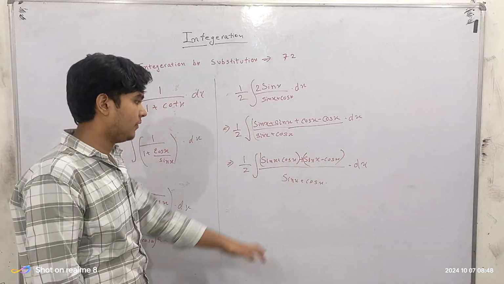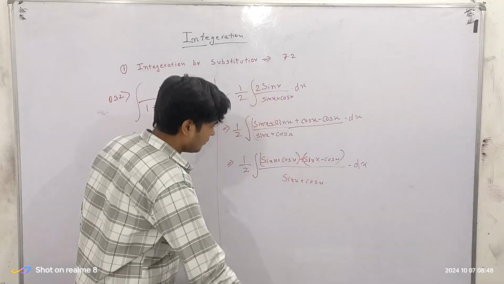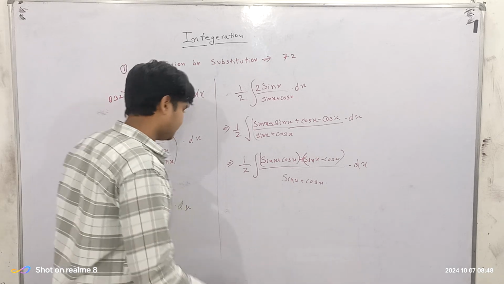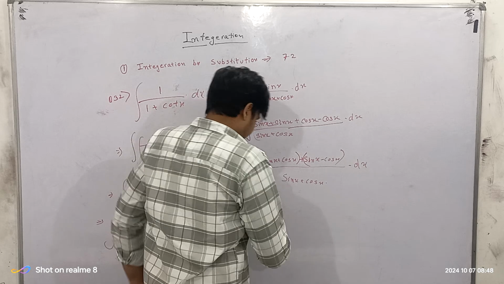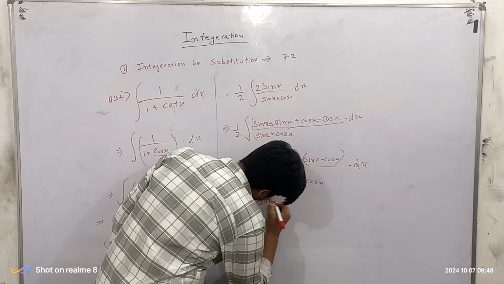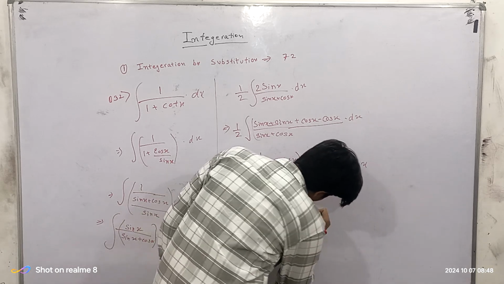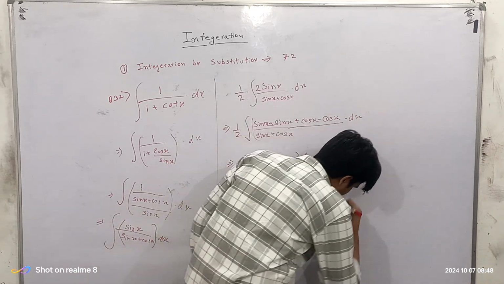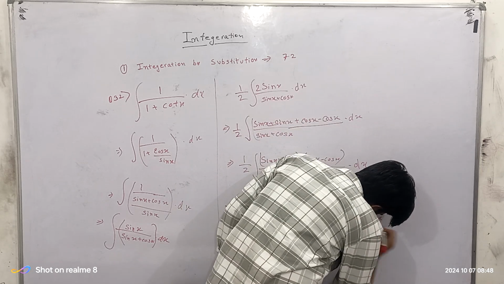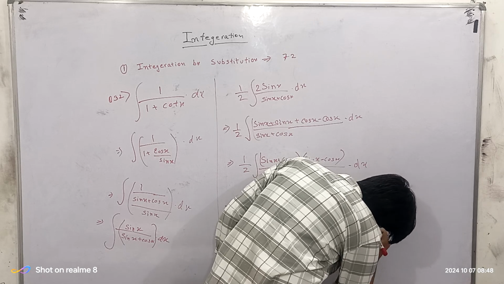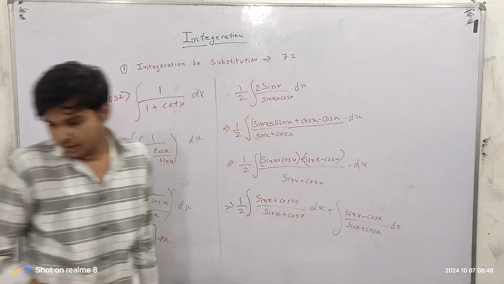We have got this; if we differentiate it, we will get this value. Now we can write it separately: 1 by 2 integration of sin x plus cos x by sin x plus cos x into dx, plus the integration of sin x minus cos x by sin x plus cos x into dx. This value we will write separately like this.